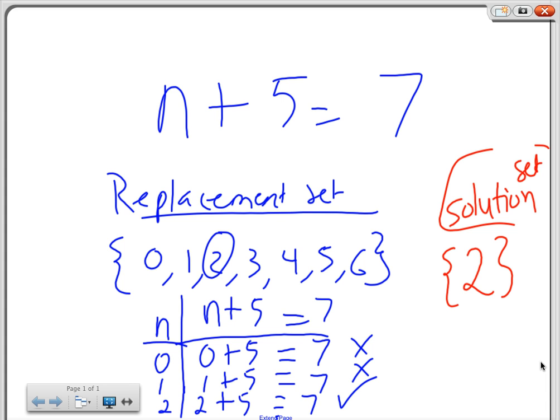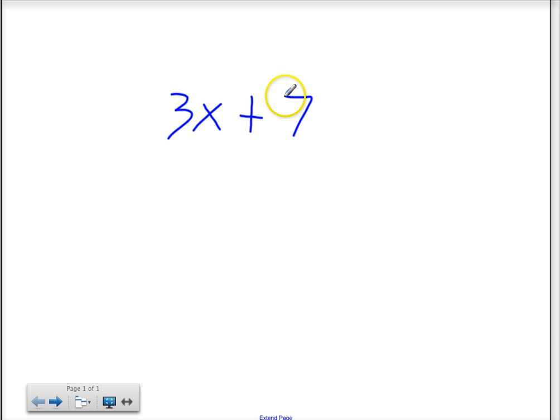Okay, all right. So let's check this next one out. Pretend I have something like this. Let's see, what should I have here?